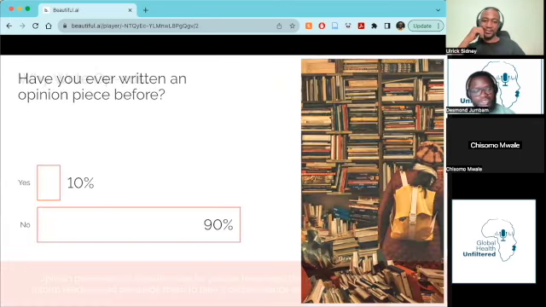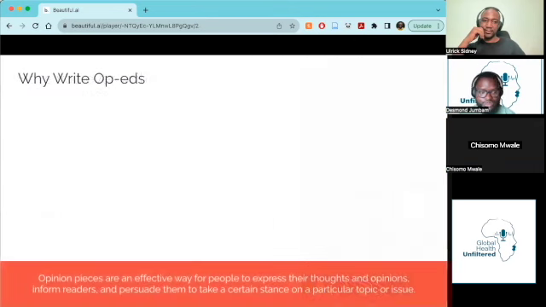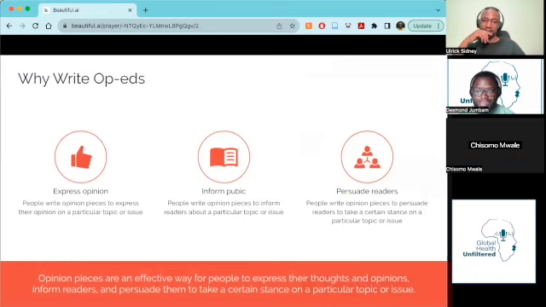So why should you write an opinion piece? I think we've already touched on a few of these, right? Clearly, you have an opinion about something, an opinion about a topic, an opinion about an event that is making news or not making news in your community, but you want to share about it. It could be a policy that your government has passed that you agree with, or you don't agree with, or you think needs to be improved. So you share your opinion about it.